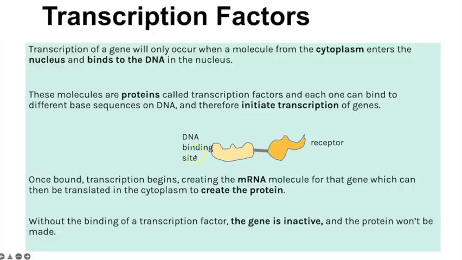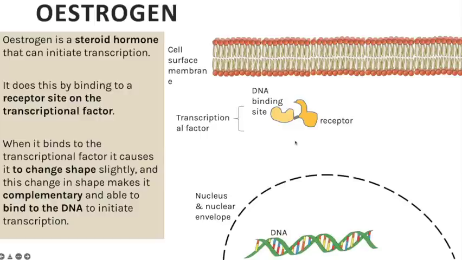So what we can see here is a transcription factor. We have our DNA binding site. This is the part that will bind onto the DNA. And we have a receptor here because often another molecule has to bind to the transcription factor before it can work. And that is where estrogen comes in. Estrogen is a steroid hormone that can initiate transcription.